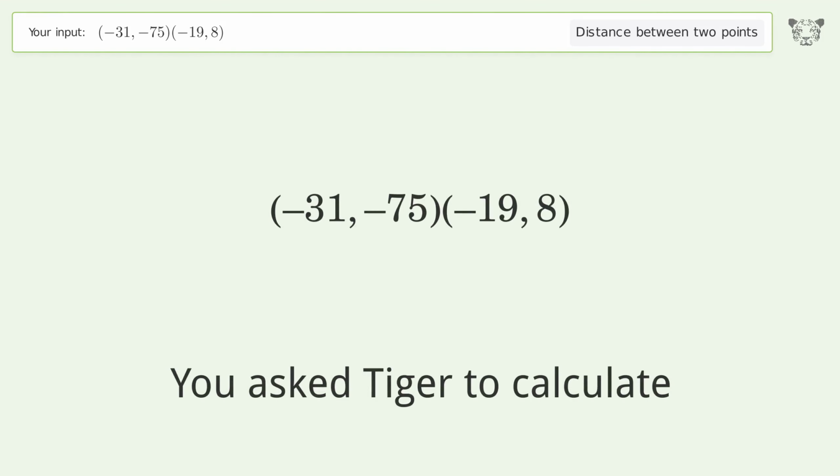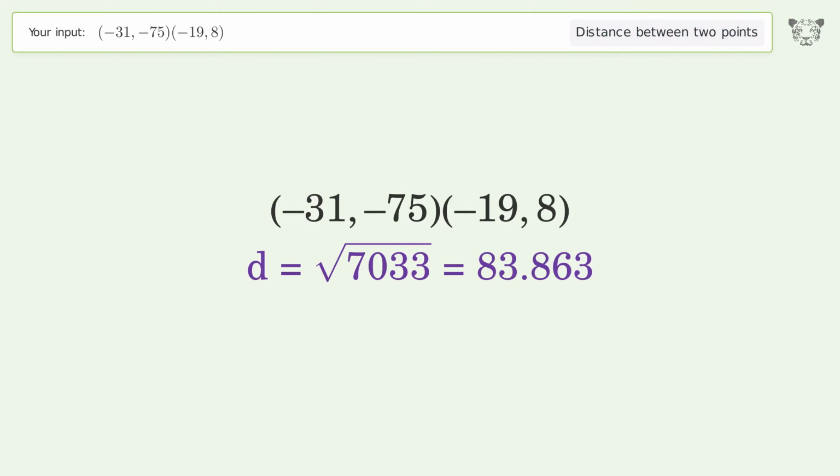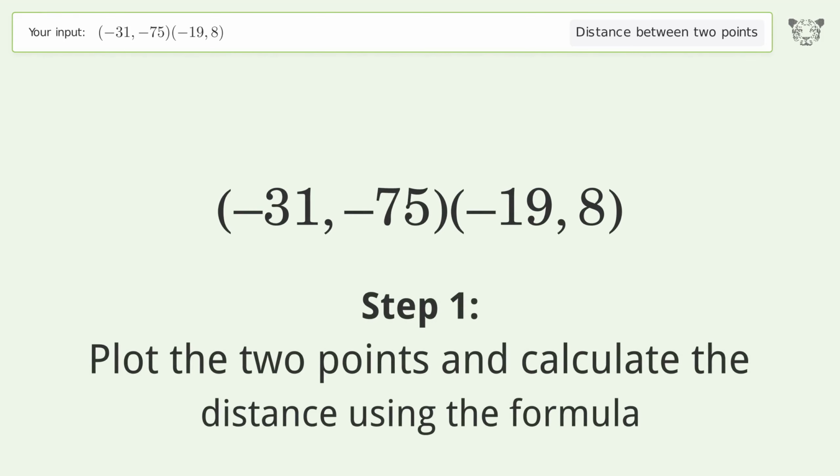You ask Tiger to calculate. This deals with the distance between 2 points. The distance between the 2 points is the square root of 7,033, or 83.863. Let's solve it step by step. Plot the 2 points and calculate the distance using the formula.